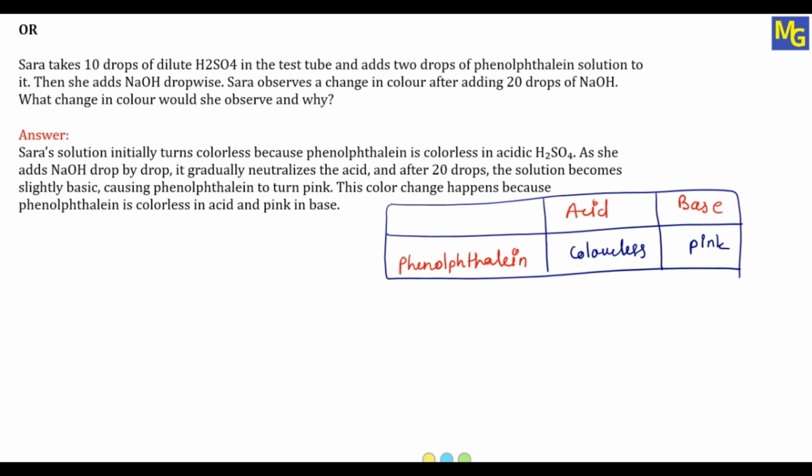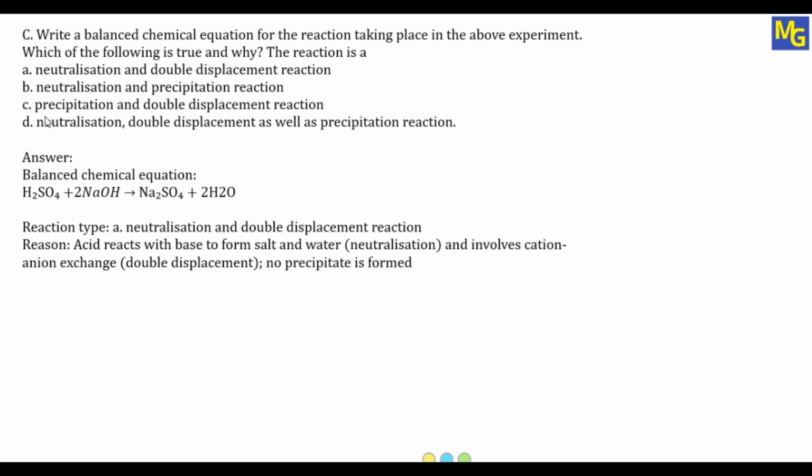So I hope you understood this answer. Now this was the OR for question B. Now we will see the next option, that is C, which is very easy. Write a balanced chemical equation for the reaction taking place in the above experiment. Which of the following is true and why is the reaction so?